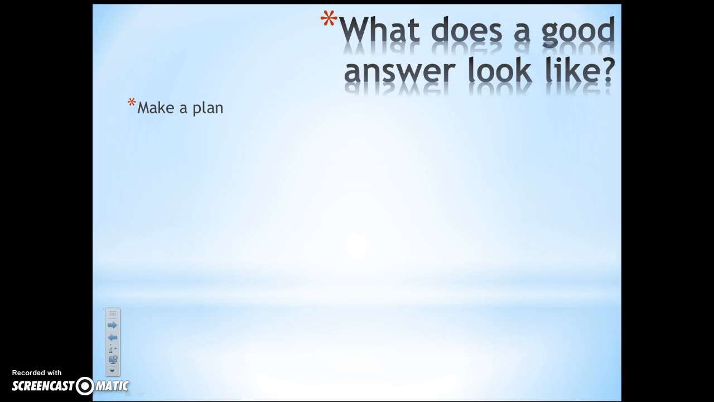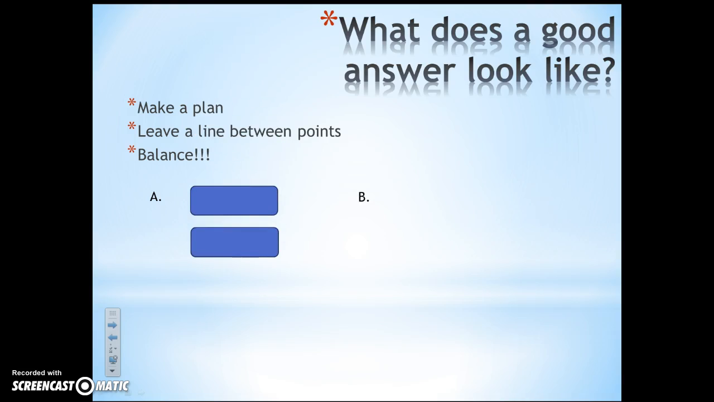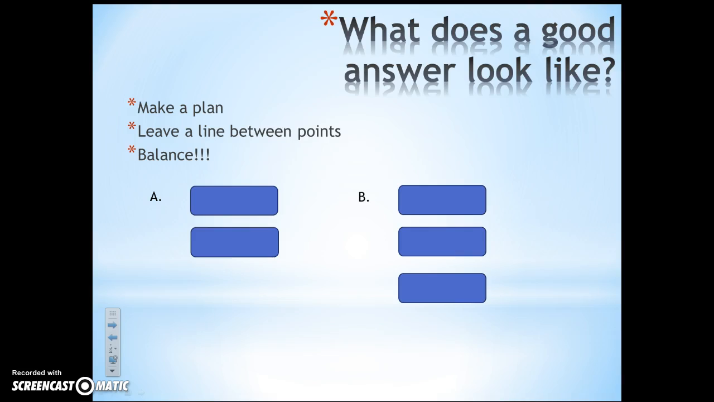Well, first of all, we talked about making a plan. You've got to make a plan. If you make a plan, then you can afford to leave a line between your points, and that will allow you to balance your answer properly. So ideally, an A and a B question is going to look like this. 2 points for an A question, both the same size. 3 points for a B question, both of those the same size.